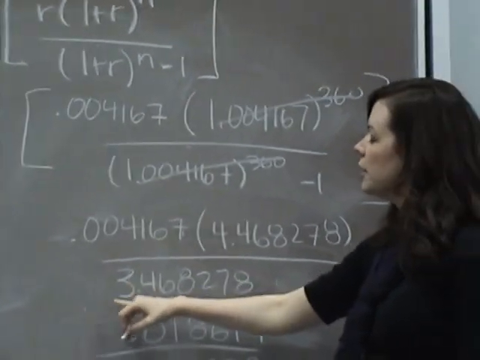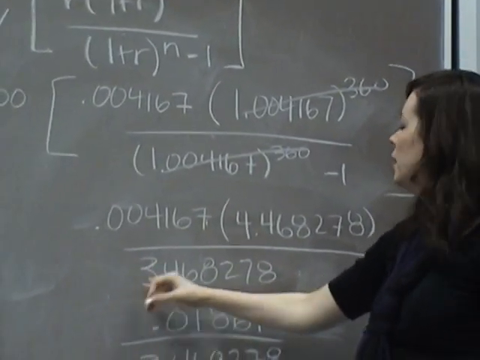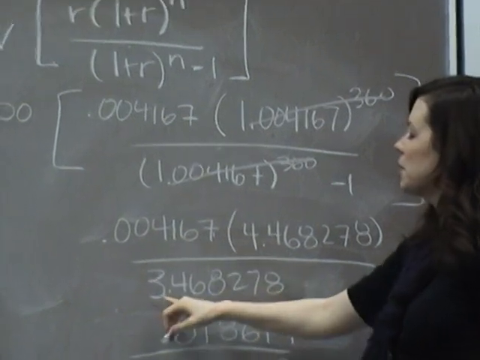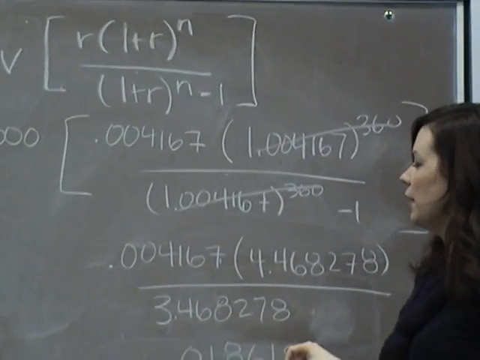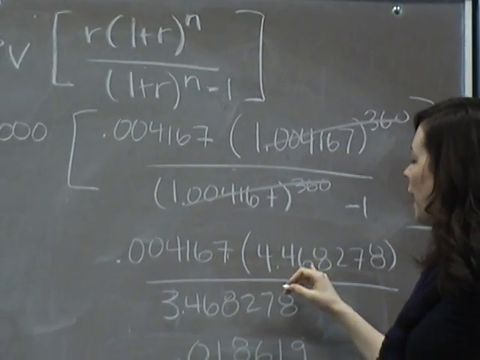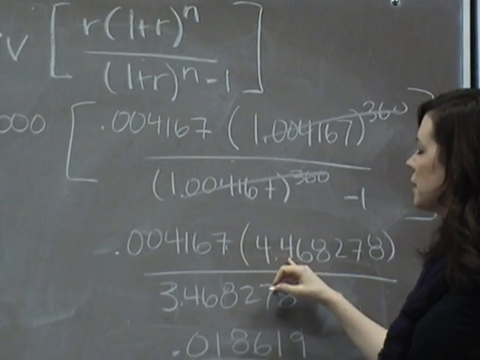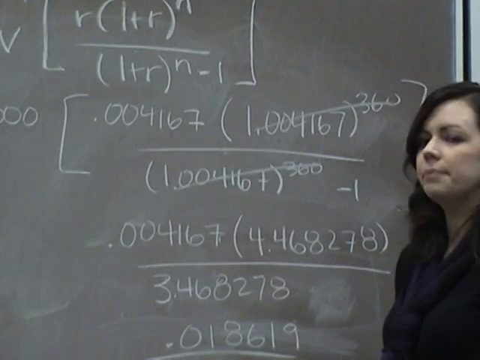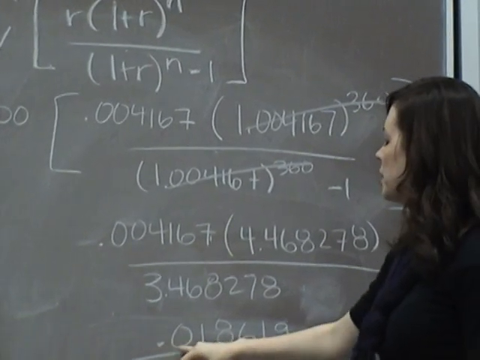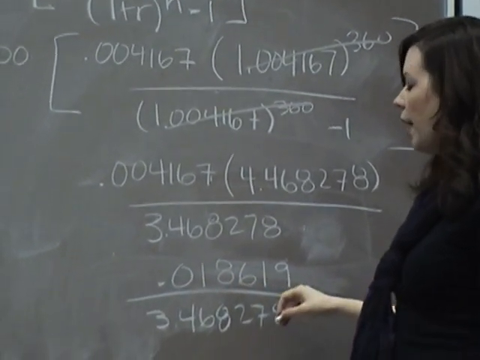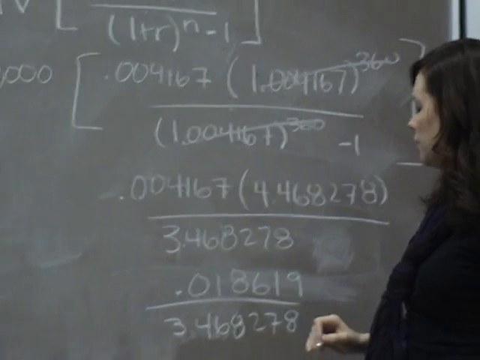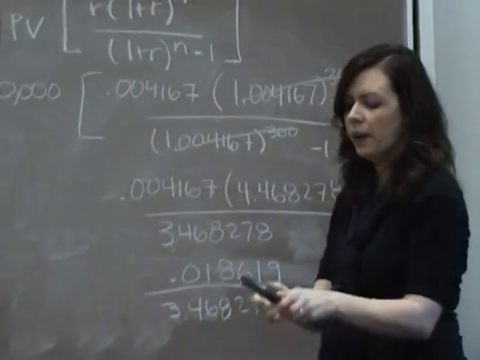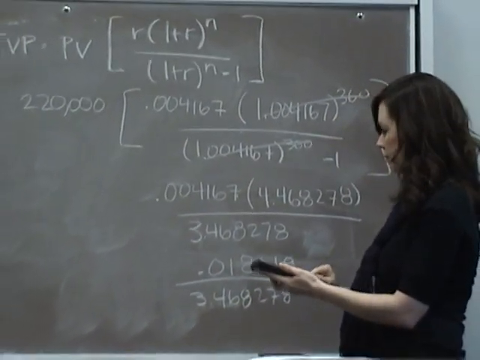So all I've done here is I've just done that step in my head. So I take my parentheses minus 1, which is 3.468278. Then I multiply my top parentheses by my R, 0.004167. And I get 0.018619 over 3.468278. So let's go ahead and solve for that.